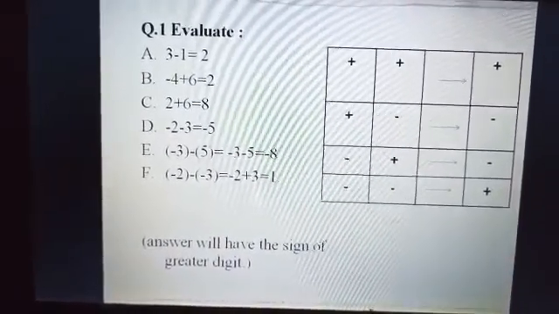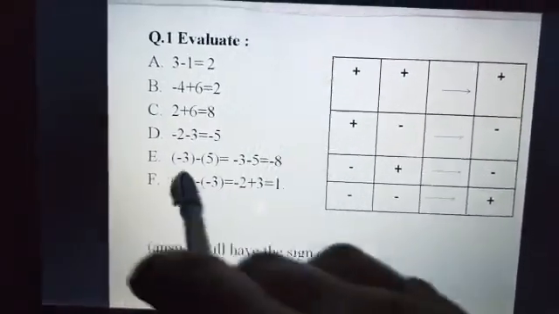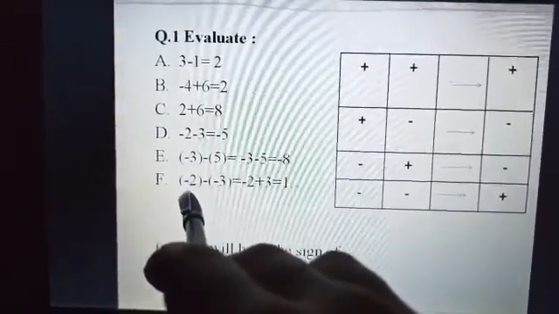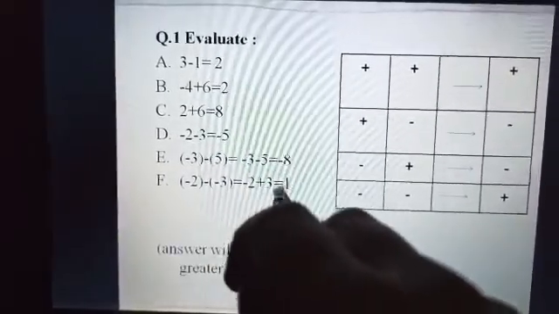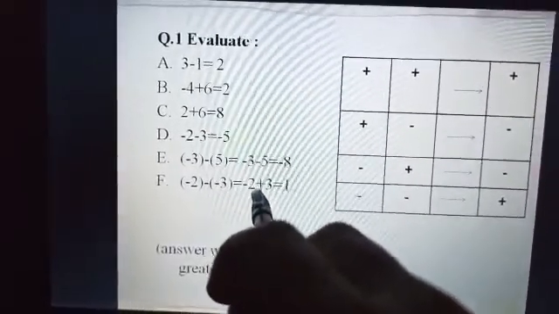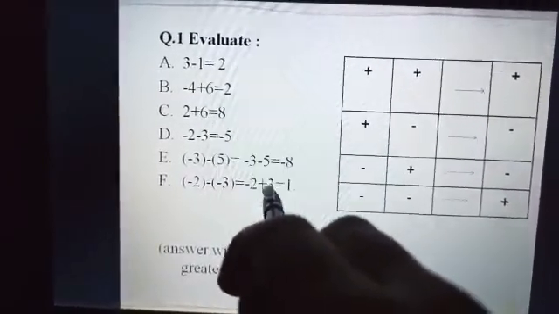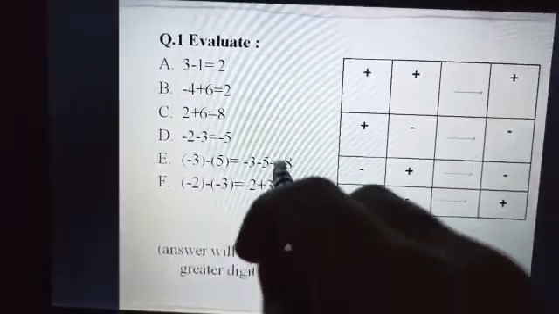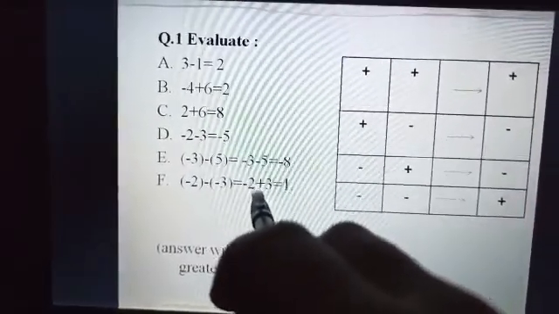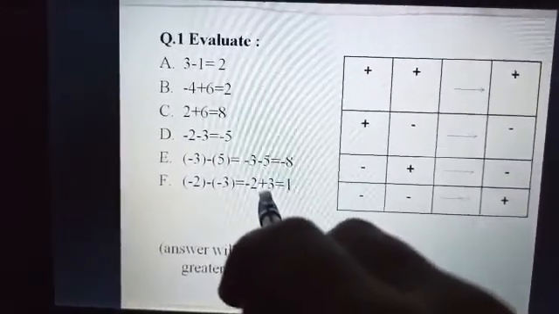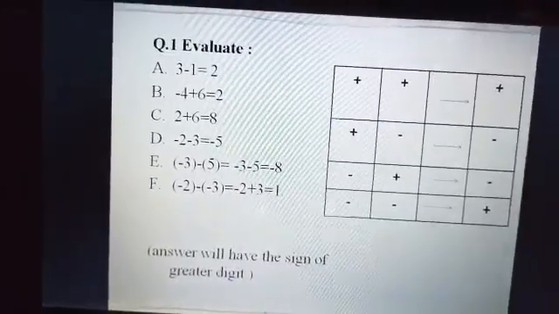Again, minus 2 minus minus 3. We have to solve the bracket first, which is minus 2, and minus minus is equal to plus, and then 3. Now here it is a case of minus plus. For minus plus we have to do minus. Therefore we get 1. And the sign of the greatest digit is plus. Therefore it is equal to plus 1.